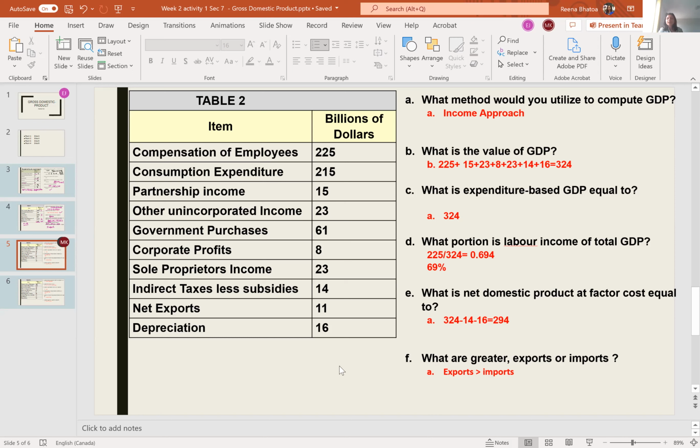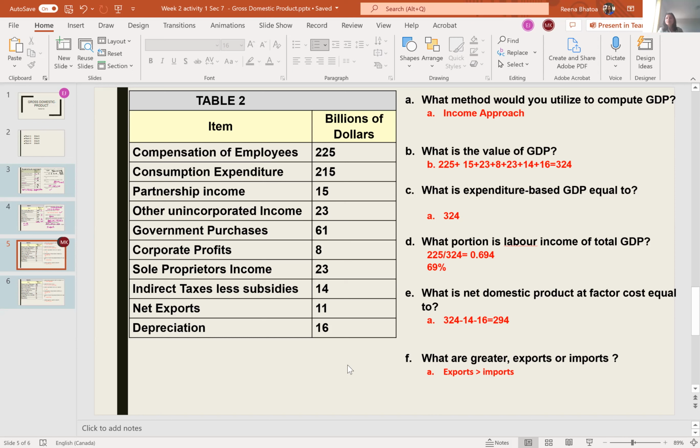Why did you choose the income approach in calculating this? Well, I chose it because I wasn't too sure with the two. I wasn't very knowledgeable about the income approach and the other approach, but based on the amount of numbers that we had here, I took it as the income approach. Yeah, and that's absolutely the correct answer.